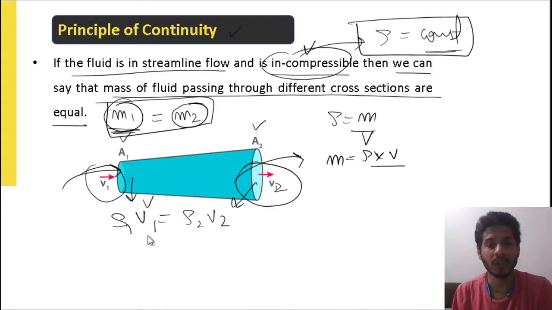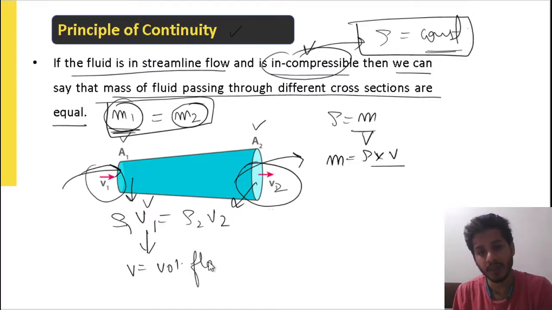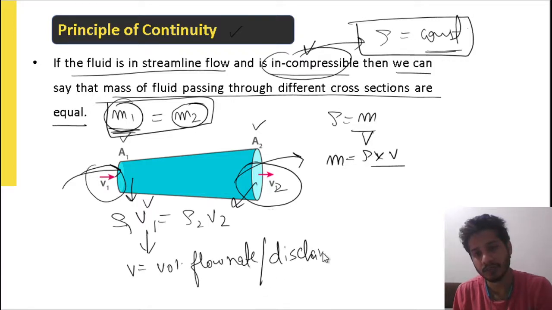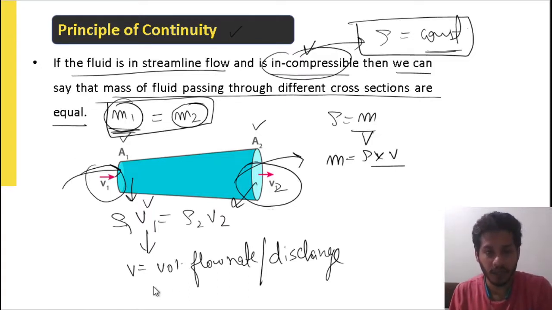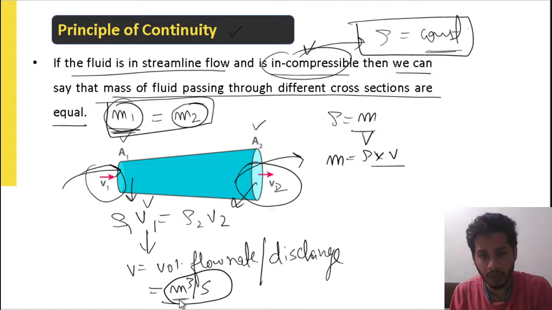In fluid mechanics, what is V? Basically, we treat V as volume flow rate. Volume flow rate. Yes, we can say it as volume flow rate or discharge. And its unit is meter cube per second. And what is discharge? You can see the amount of fluid which is flowing, or the volume of fluid which is flowing per second. All right.